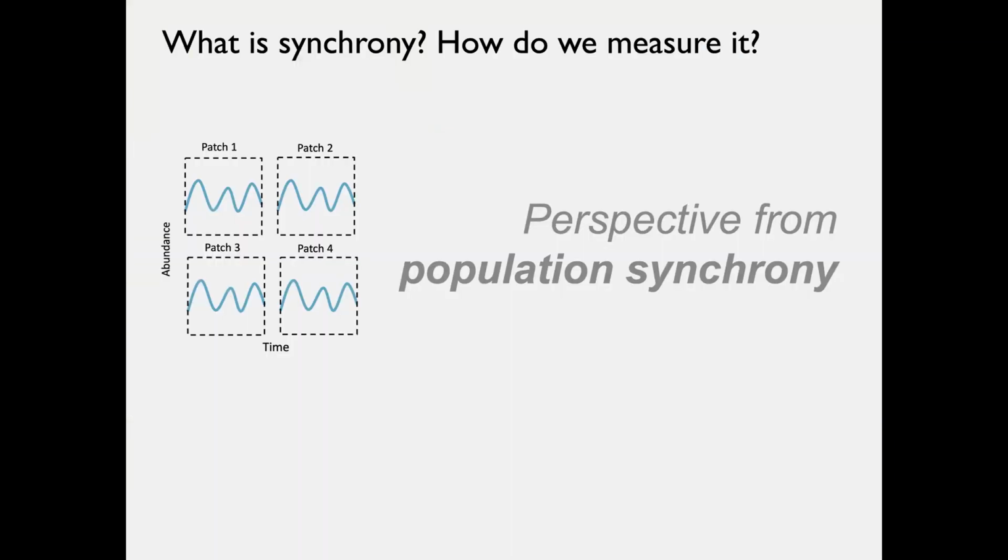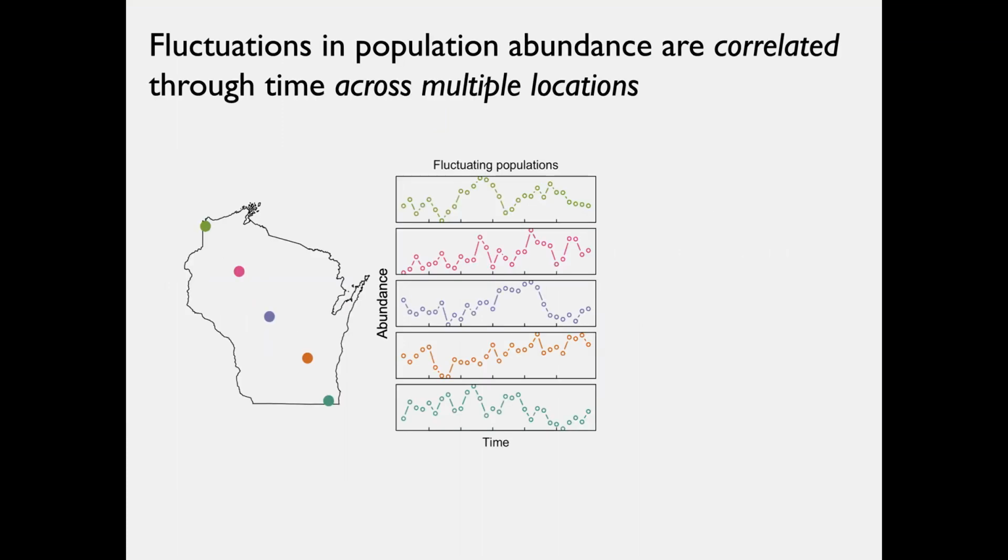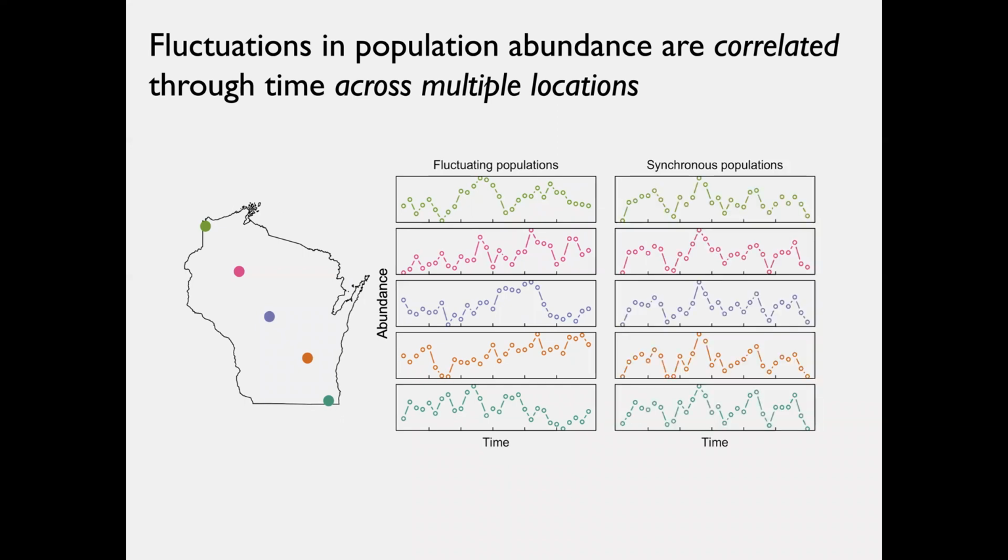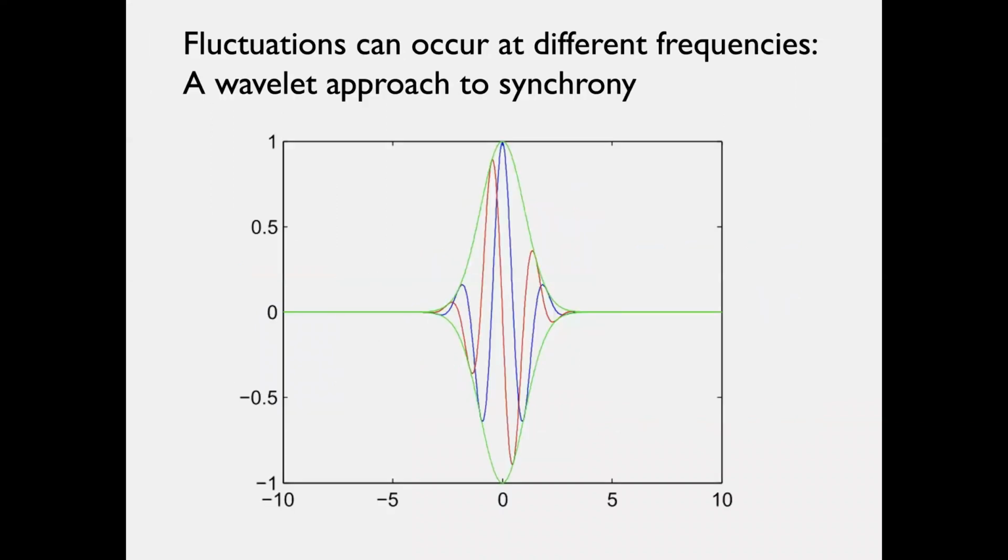So when we think about what synchrony even is and how we measure it, one of the things that, as a community synchrony-minded person, I really valued from population synchrony was this: if we're thinking about fluctuations in populations that are correlated through time across multiple locations, you might have all these different fluctuating populations. But if they become synchronous, how do we measure that? What are the population synchrony people doing to measure that? One of the things that's really big in population or spatial synchrony is that fluctuations can occur at different frequencies. So they often adopt a wavelet approach to synchrony, where they say there might be drivers at larger time scales, like climate, that are influencing synchrony.